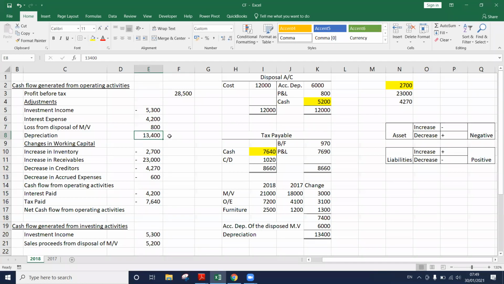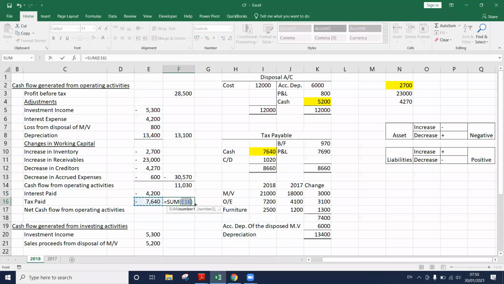Now, right, we can calculate the net cash flows from operating activities, right? So here the total is this much, and these are the changes. Therefore, cash flow from operating activities should be 11,030. Right? Cash flow from operating activities. And we have already calculated the interest and the tax amount we have paid in cash. So the net cash flow from operating activities should be minus 810. Right? Negative cash flow is there in terms of operating activities.